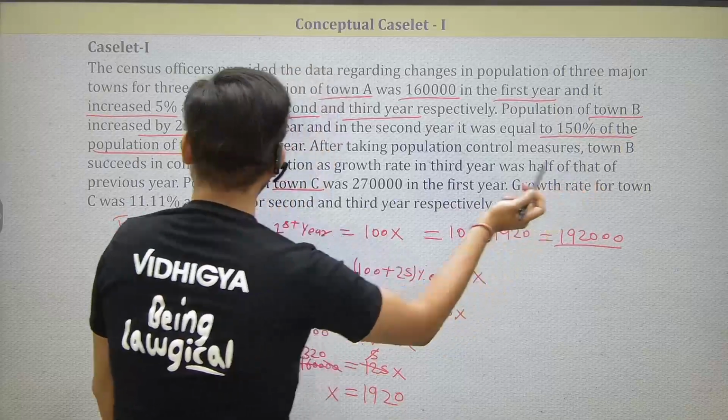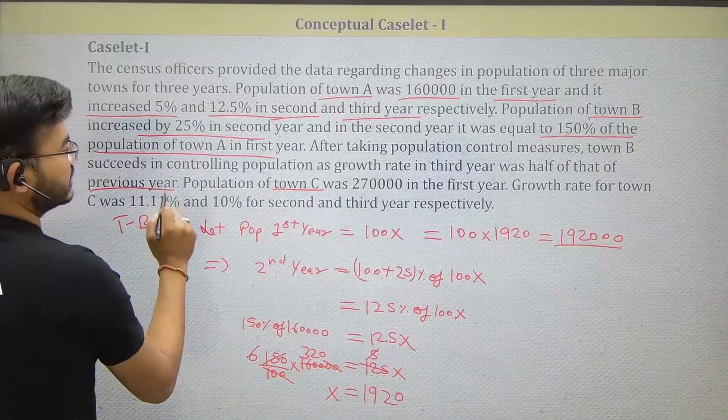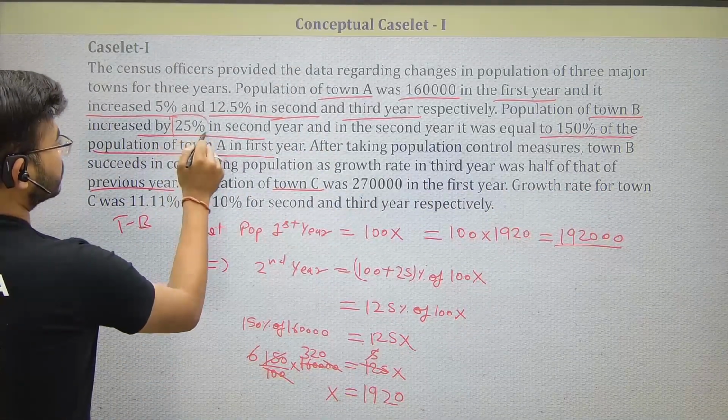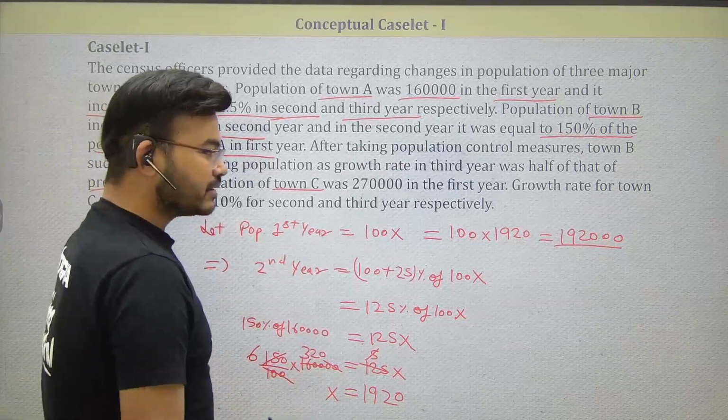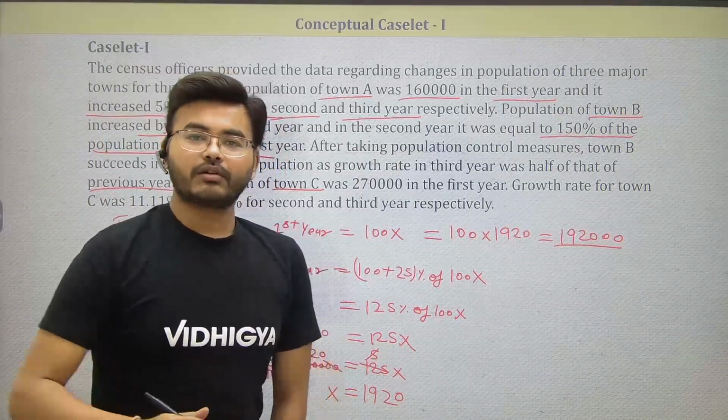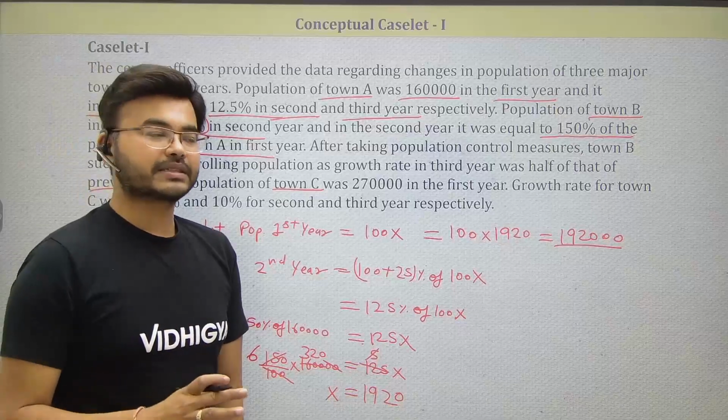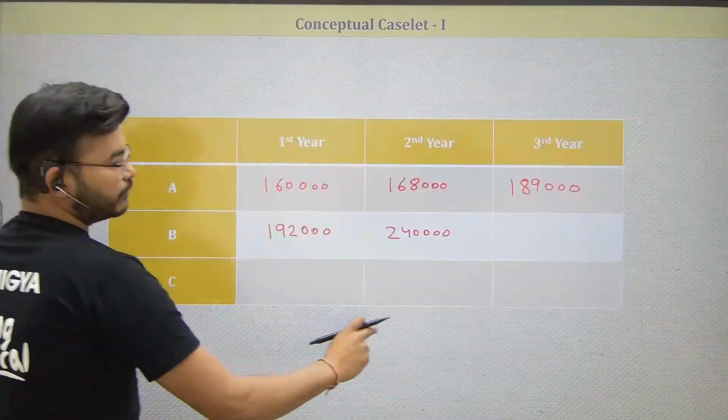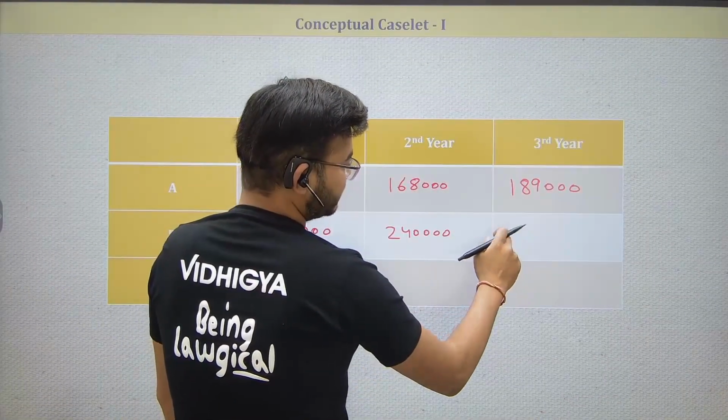Okay. Now, after taking the population control measures, town B succeeds in controlling population, as the growth rate in the third year was half of that of the previous year. Now, in the previous year, the growth rate was 25%. That means the population in the third year will grow by 12.5% only.